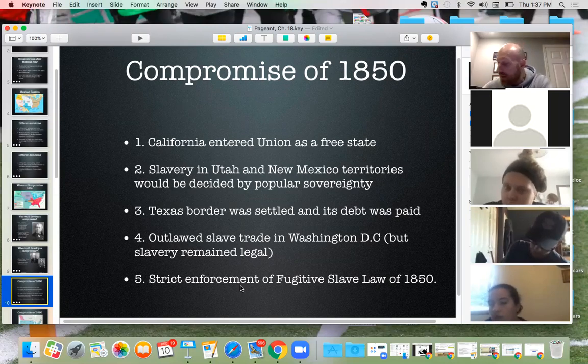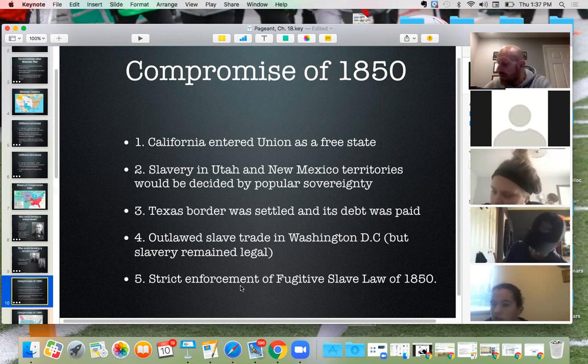Slavery in Utah and New Mexico territories. These are going to be carved out of the newly organized territories. They're going to be carved out of that unorganized territory, which maybe you noticed on a previous map. So Utah and New Mexico territories are going to be decided by popular sovereignty.